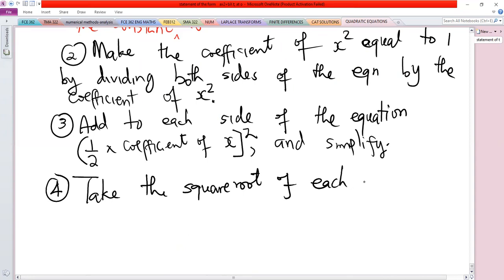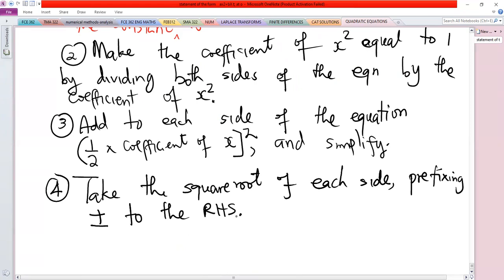Number four, take the square root of each side, prefixing plus and minus signs to the right-hand side, so that you have two roots. And then number five, solve for x. So those are the steps used for completing the square. And in the next session, we'll do an example to illustrate how the method works. Thank you.